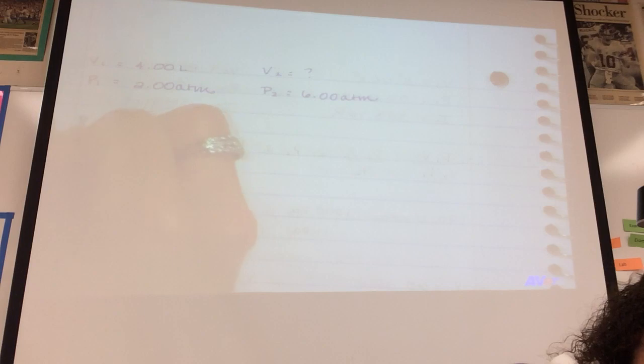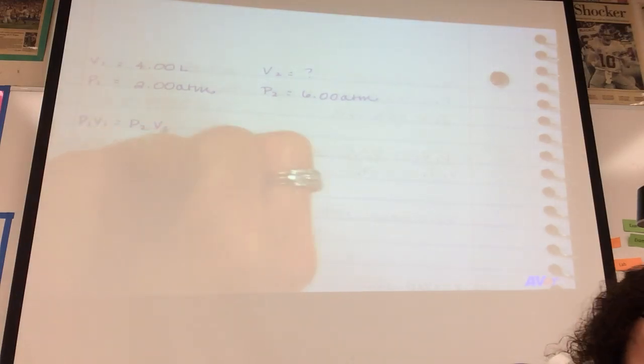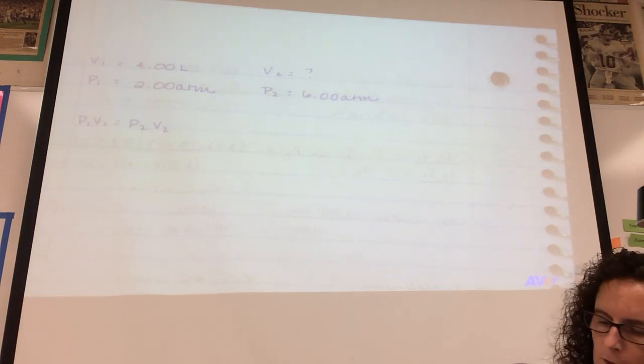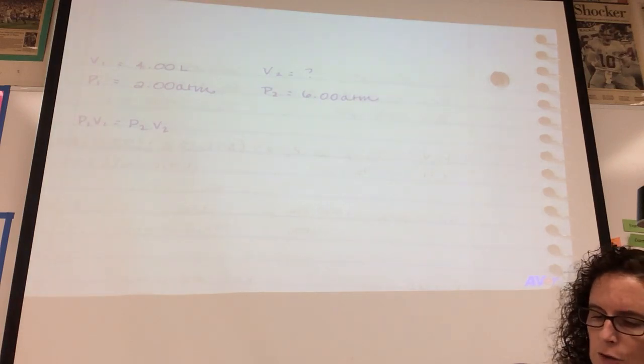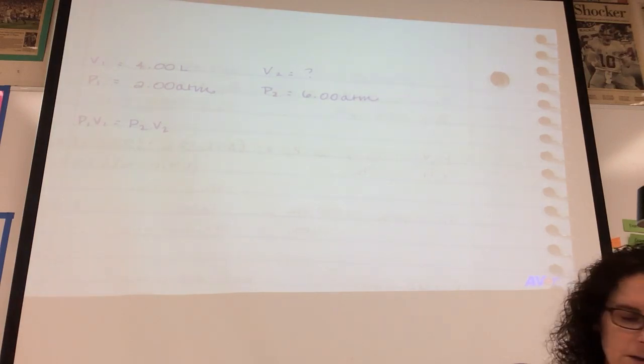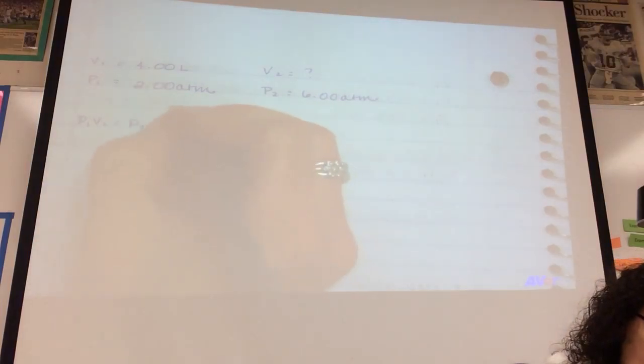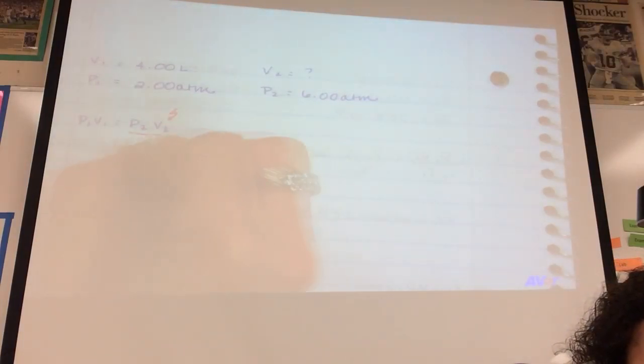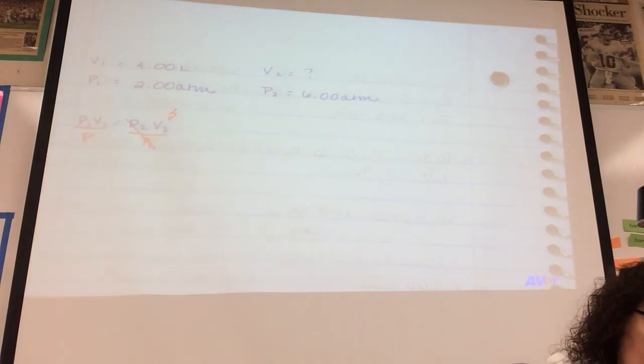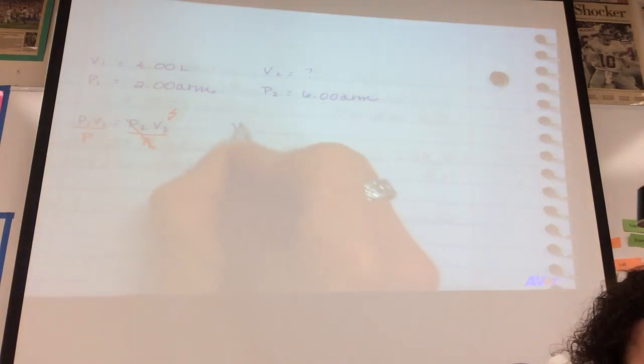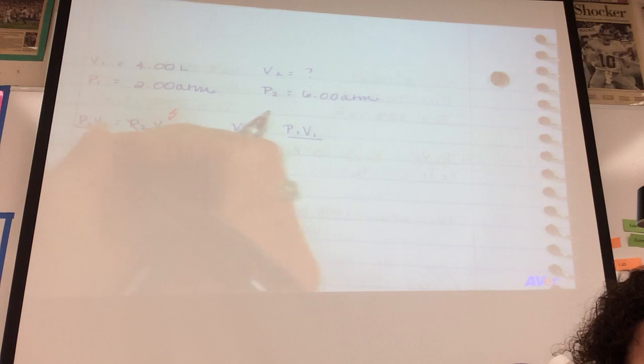We have P1 V1 is equal to P2 V2. Don't plug in quantities right away. It is much easier to manipulate variables. If I want to solve for V2, I will divide both sides by P2. And now V2 is equal to P1 V1 over P2.